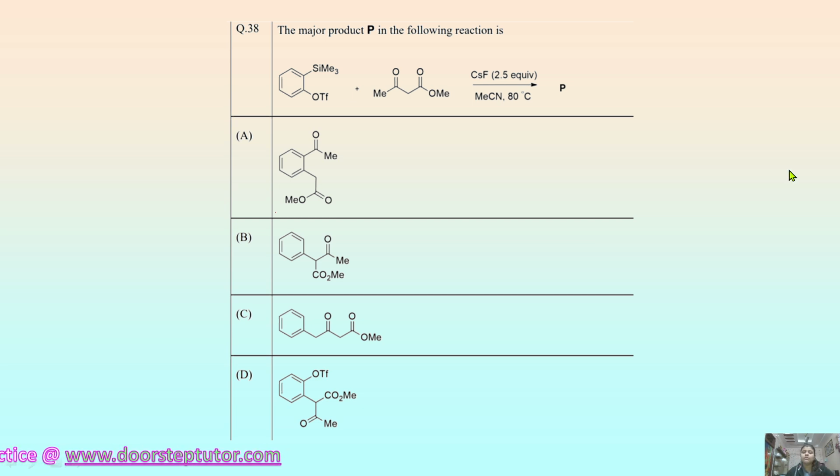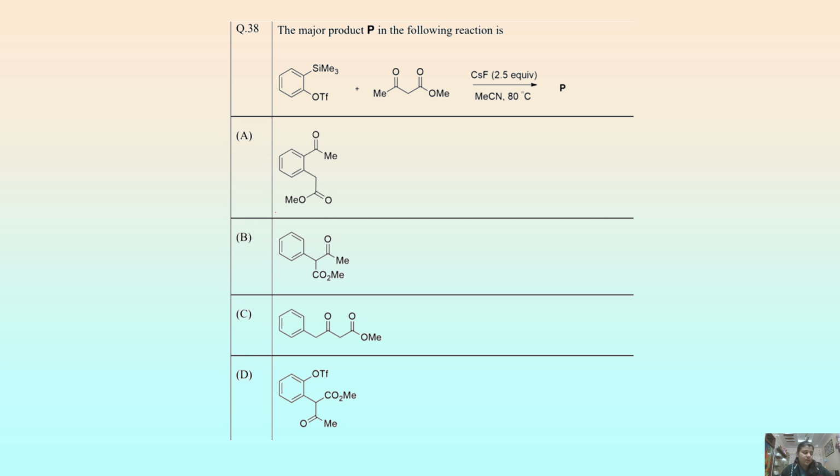In this question, what you have to first consider is that you have a benzene on which an SiMe3 group is attached, and along with SiMe3 there is an OTf group, which is a very good leaving group. Along with that we have two reactants here.